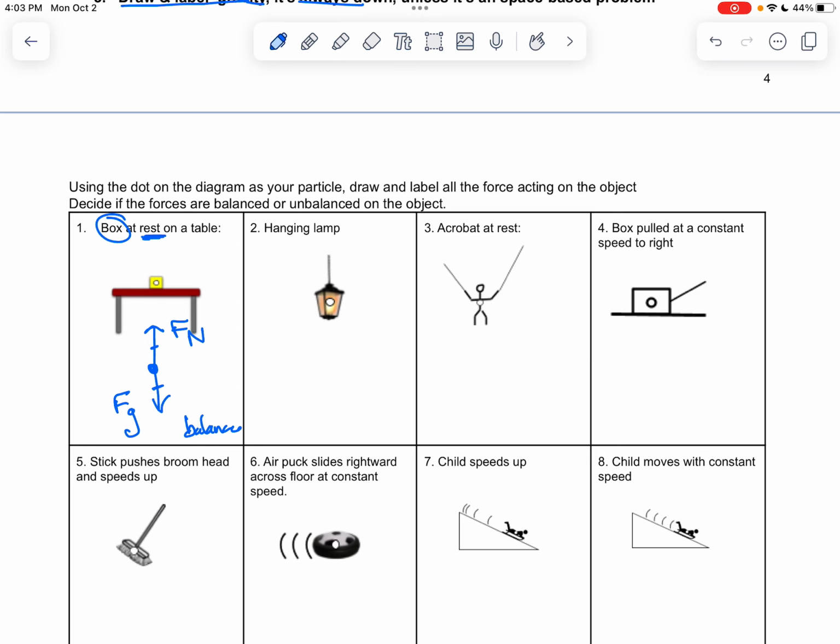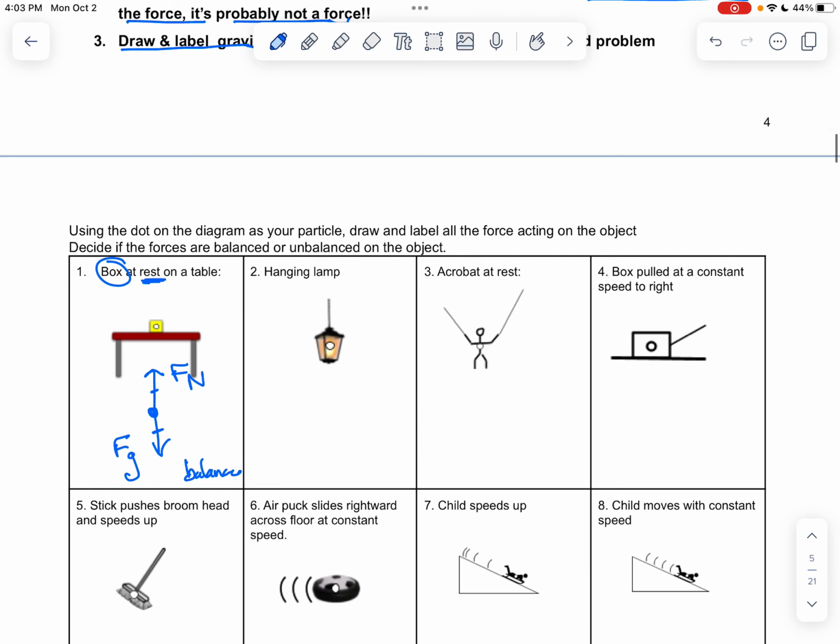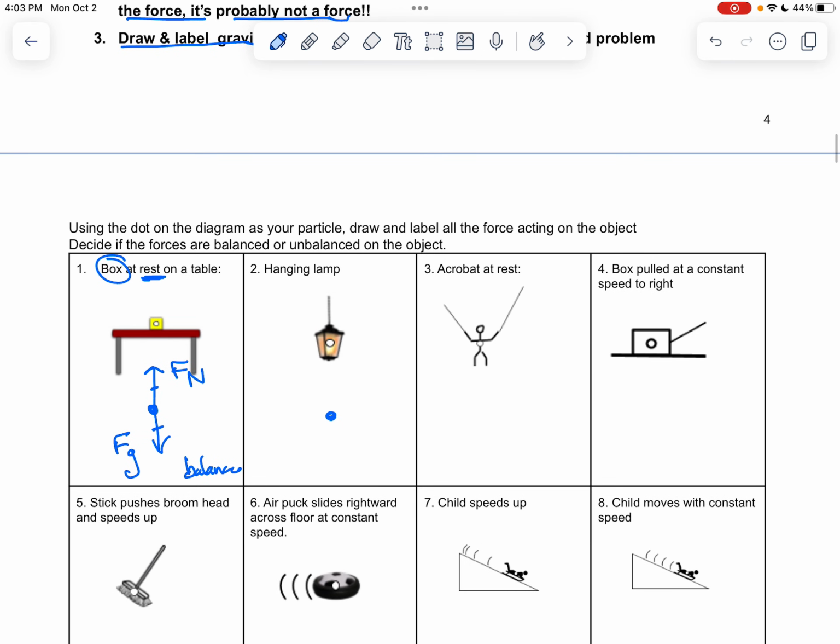Okay, so I'm going to ask you to go through all of these examples, 1 through 17, and recreate the dot for each one of them and draw and label all of your systems.